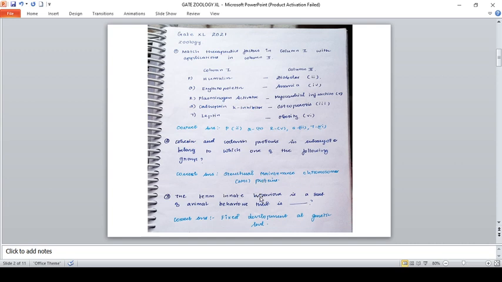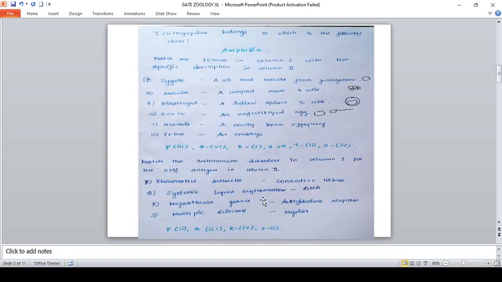The term innate behavior is a sort of animal behavior that is fixed in development at the genetic level. It is equivalent to innate immunity, wherein your immunity is generated from birth itself. Just like that, it is a type of animal behavior that is fixed in development at the genetic level. Next thing is: Ichthyophis belongs to which of the following classes? It belongs to the class Amphibia.